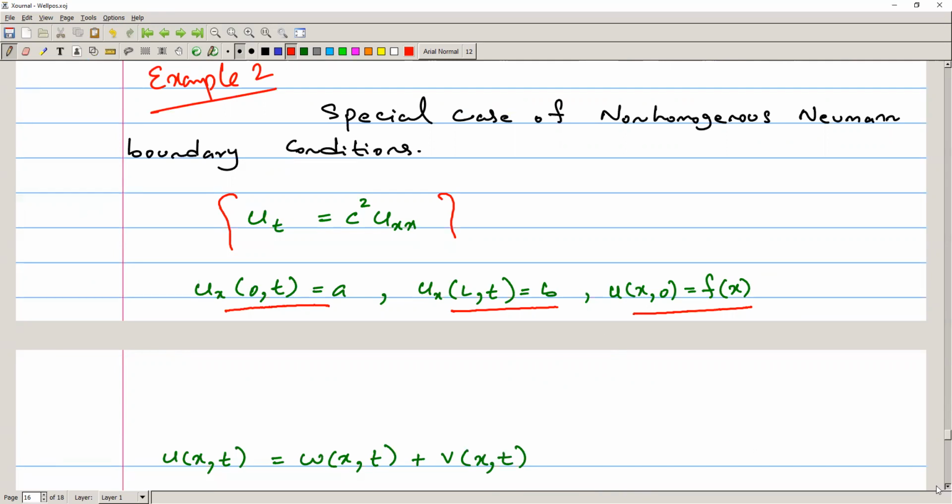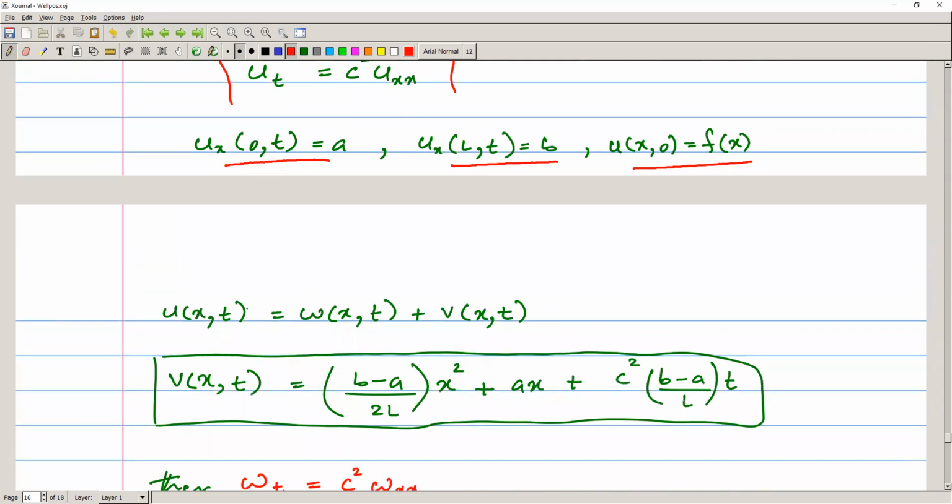by using the formal way, that was by using the solution for a steady state and the transient state. But now in this case, we will get a solution like this: u of x,t will be equal to w of x,t plus v of x,t, right? So v of x,t in this case will be equal to (b minus a) over 2l times x square plus a x plus c square (b minus a) over l times t, right? So this will be the form of the solution. Whatever boundary conditions are given, we can use them to construct this solution.